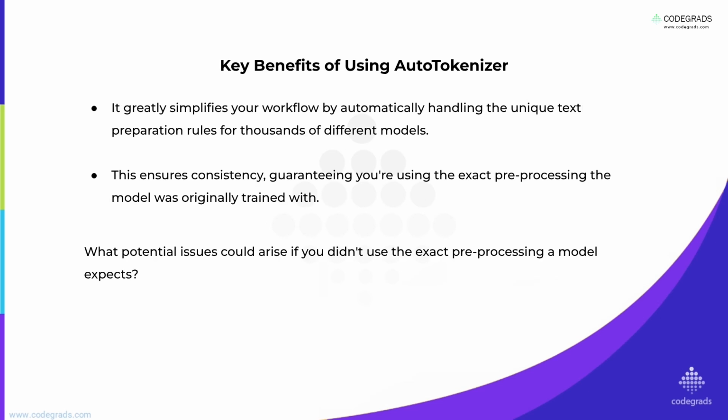The benefits are huge. It greatly simplifies your workflow by automatically handling unique text prep rules for thousands of models. No need to memorize how each model likes its text served. This also ensures consistency, meaning you are using the exact preprocessing the model was trained on. Did you know some models care about uppercase versus lowercase while others don't? AutoTokenizer knows which is which for your chosen model. This is vital for good results.